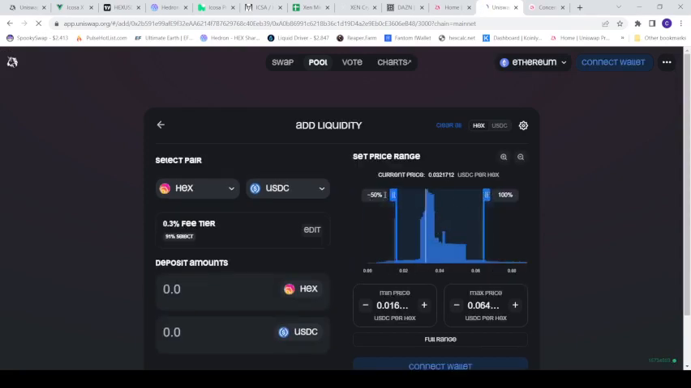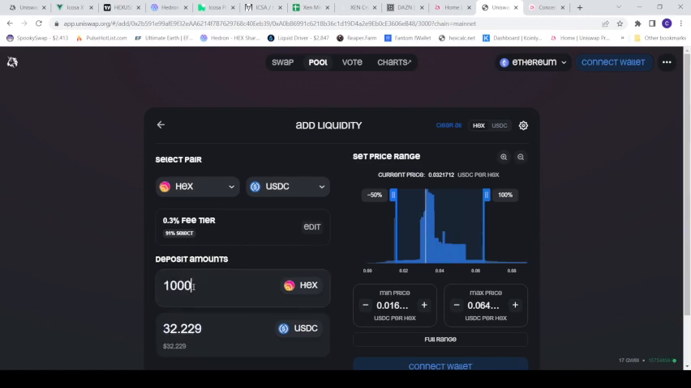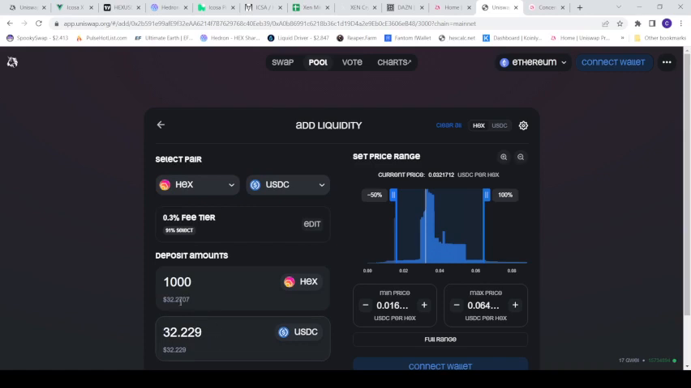Now the bars are capturing both sides of the price. So if you weren't to touch this and you were to put in, let's say, 1,000 Hex, what you're gonna have to do is match that with USDC. So you're gonna have $32 of Hex, $32 of USDC.